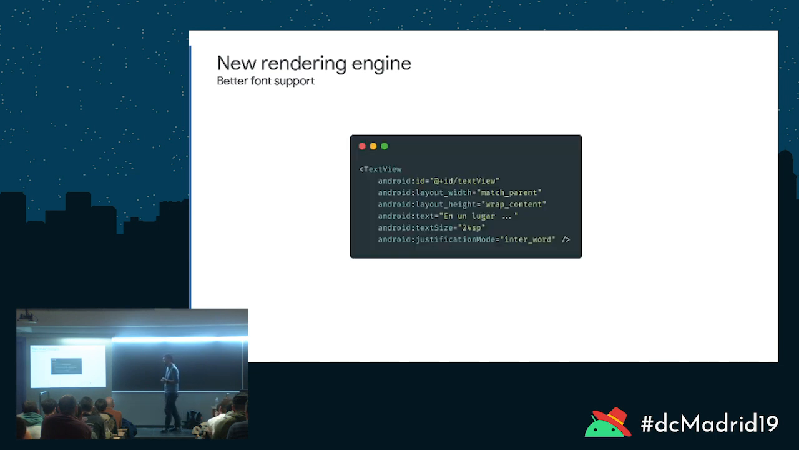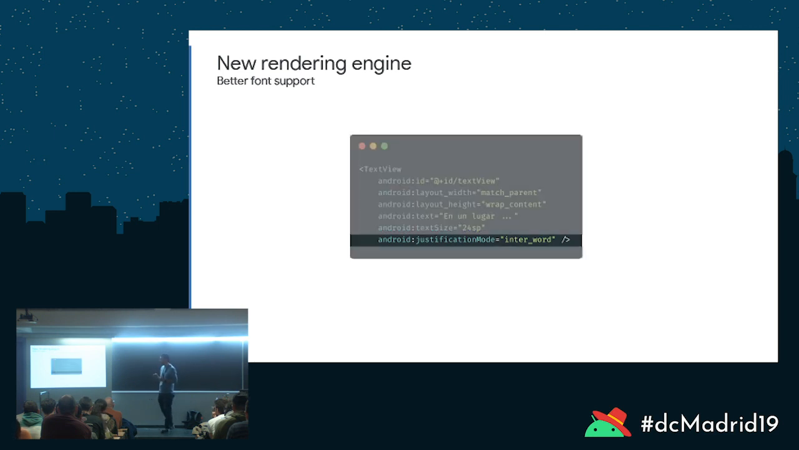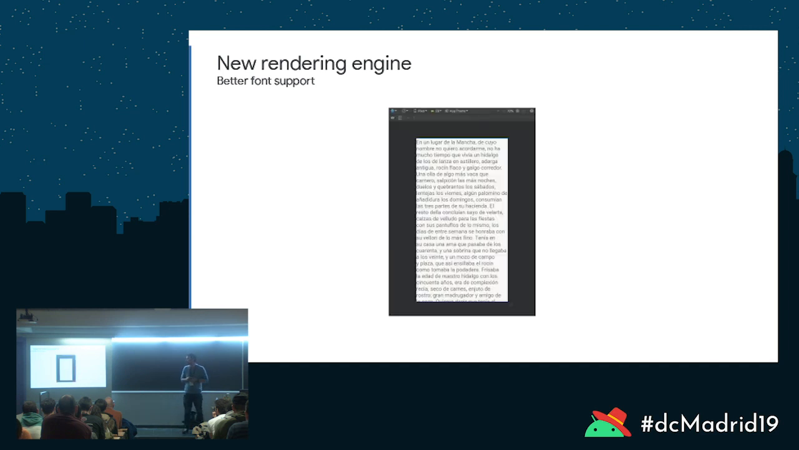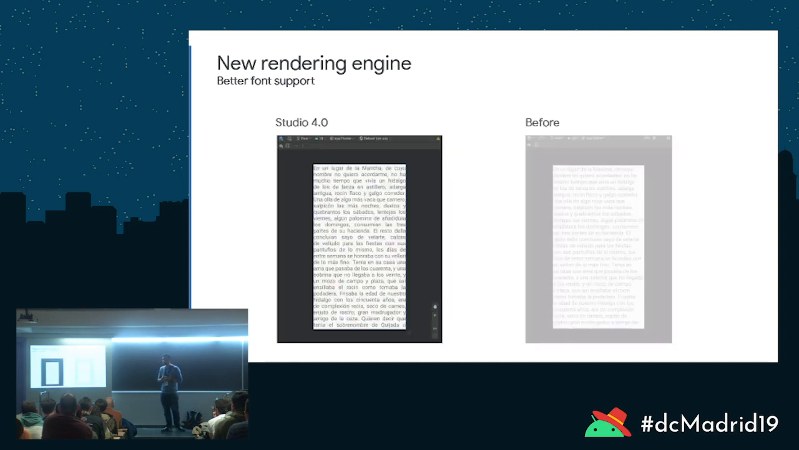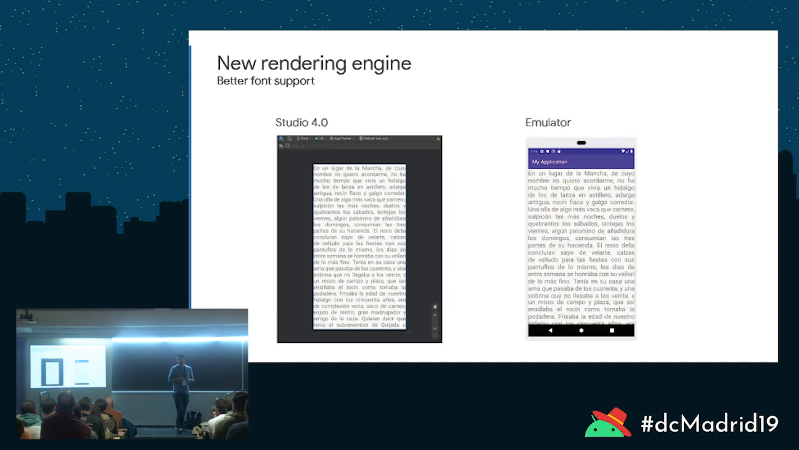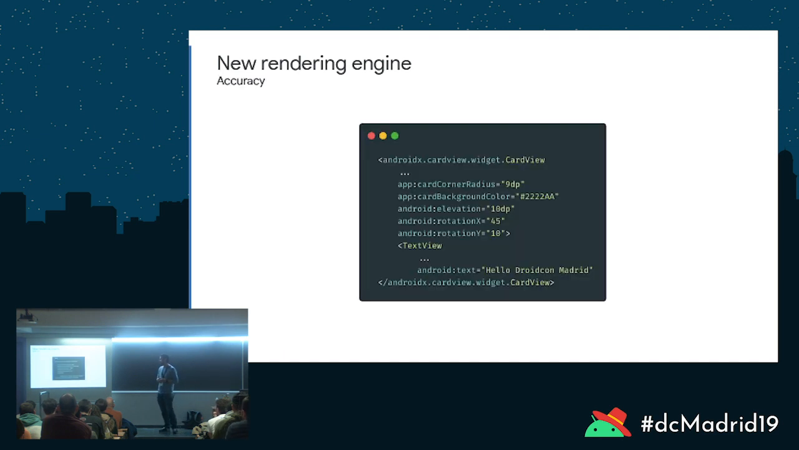So let's see another example. Another text view, because text was one of the key problems. If you have a very long text and you say, oh, I want to justify this text in my text view, well, this is how it looks. I wouldn't say that that's justified. So with the new version, that's how it looks, and that's how it looks in the emulator. So again, if you look word by word, it's the same for the same device, so I think that's very good here.